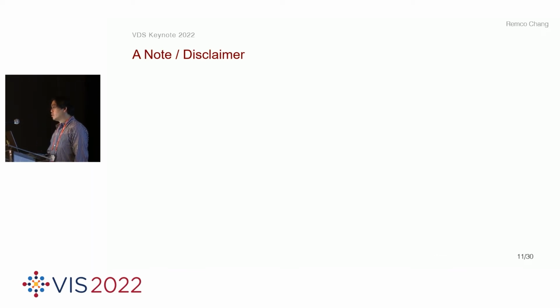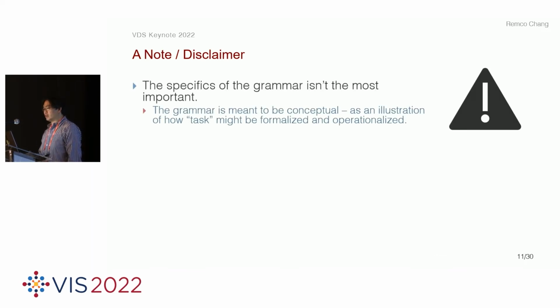Now, a quick note or disclaimer about what we're talking about. I wanted to reiterate that I don't think the specifics of this grammar is the most important thing here. The grammar is meant to be conceptual, and we're going to use it as an illustration of how a task might be formalized and operationalized, right? So, just to look at it from the perspective of a logical concept as opposed to a grammar that we will be implementing tomorrow.